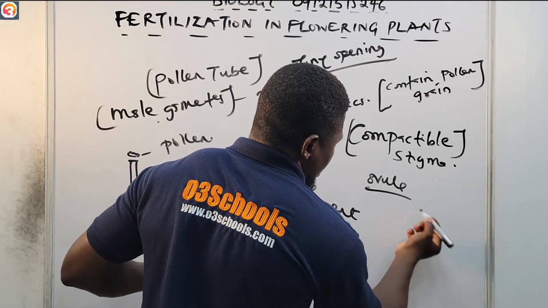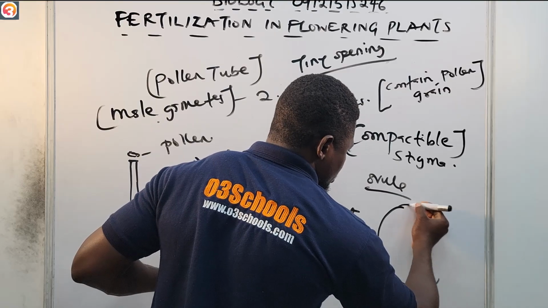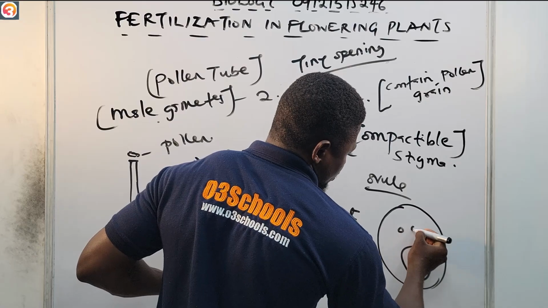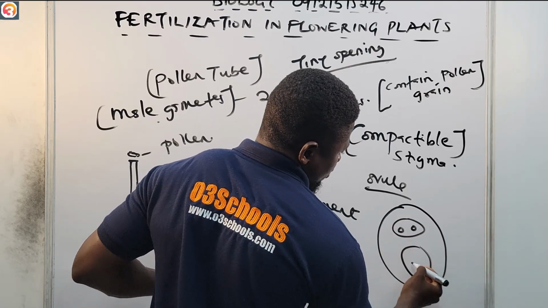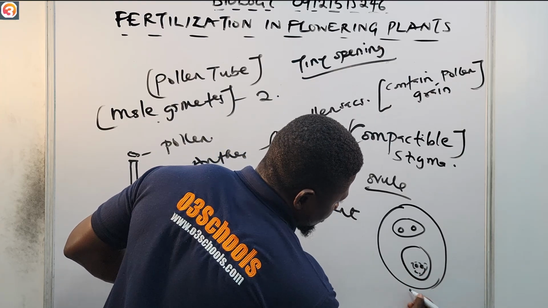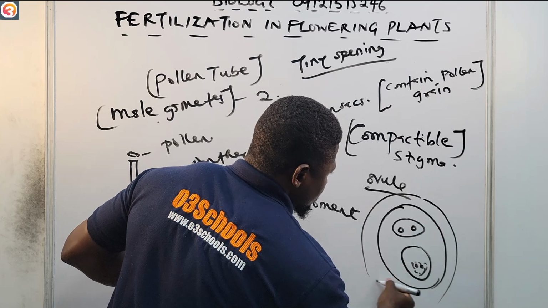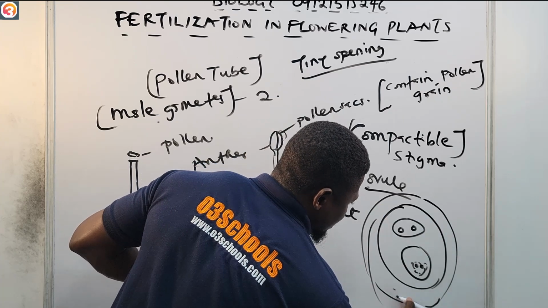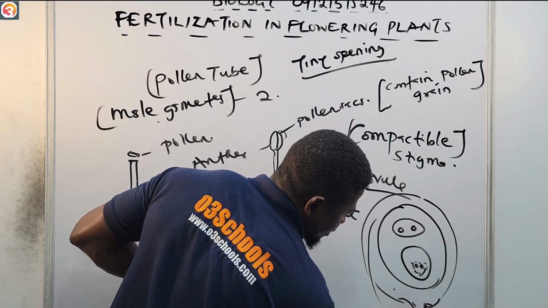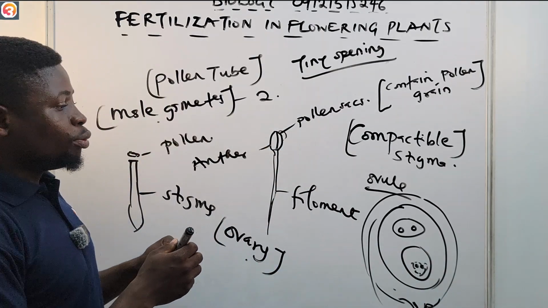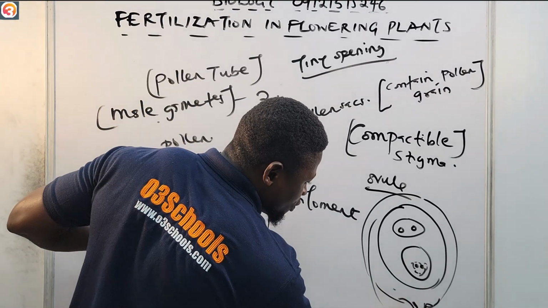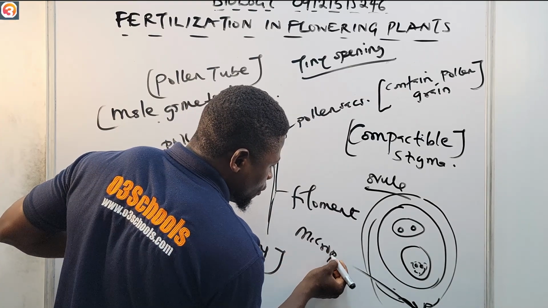Let me just show you how it looks. Let's say this is our ovule, and then you have your polar nuclei, something like this, somewhere here. Then you have your egg cell. So this is how it looks. There's a tiny opening through which the pollen tube enters into the ovule during fertilization. This opening here is what we call the micropyle.